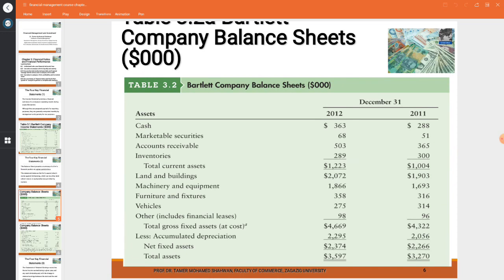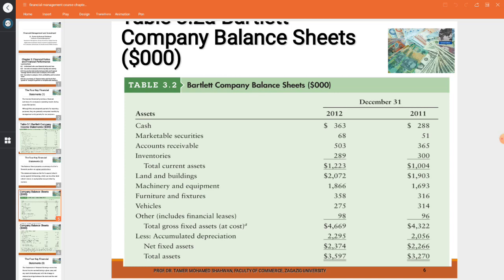The second component is the fixed assets, which consist of land and building, machinery and equipment, furniture and fixtures, vehicles, or any other financial leases. The sum of those assets is considered the gross fixed assets. We subtract the accumulated depreciation to determine what we call net fixed assets. The sum of total current assets plus net fixed assets gives you the total assets.